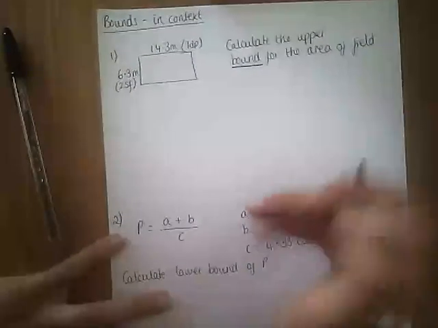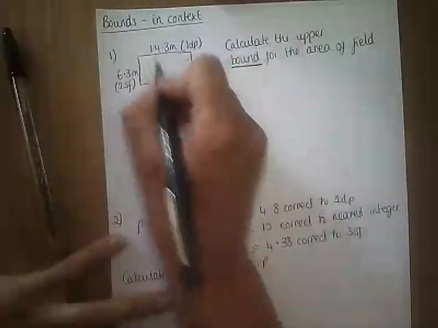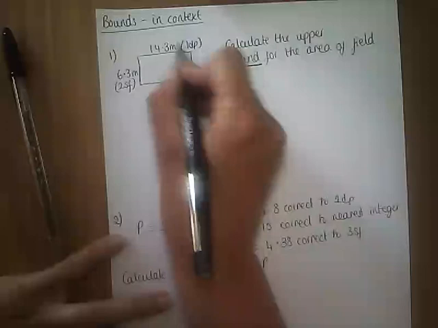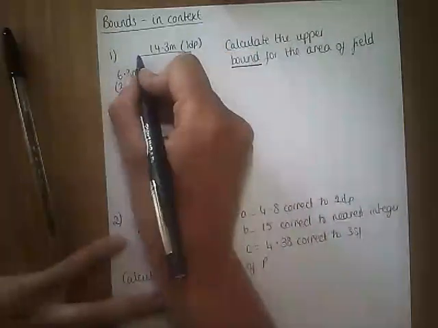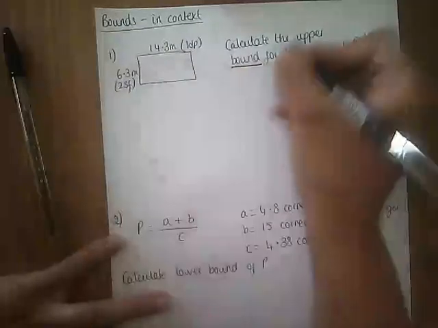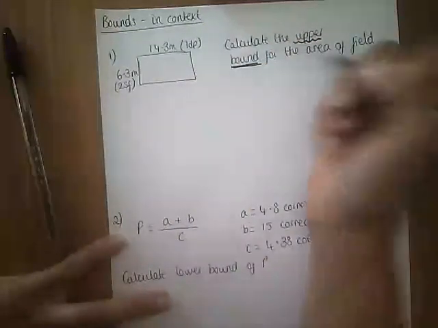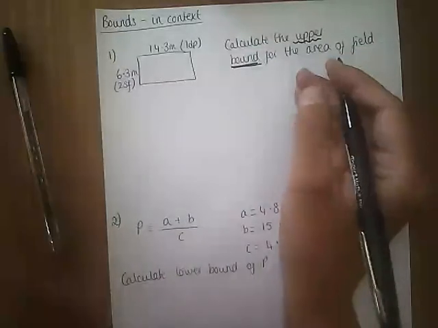So here we have a field, apparently, a rectangular field. It's 14.3 metres that way. That is correct to 1 decimal place. And it's 6.3 metres wide. That is correct to 2 significant figures. And it asks you to calculate the upper bound for the area of the field. Now, I don't care what it asks you. You do the bounds first.